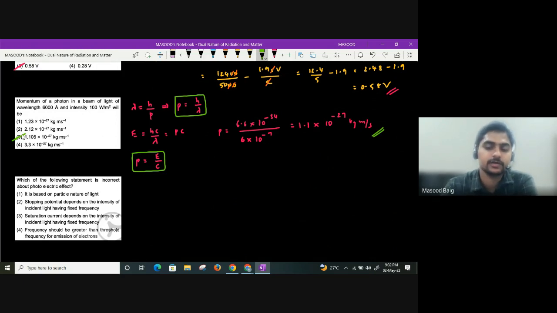So if wavelength is given, momentum will be h by lambda. If energy is given, momentum can be given as E divided by c, guys. Very important. Both the formulas are important formulas again. Momentum is h by lambda, momentum is E by c.